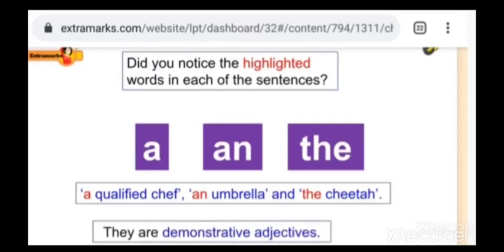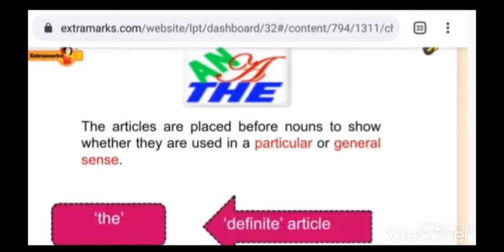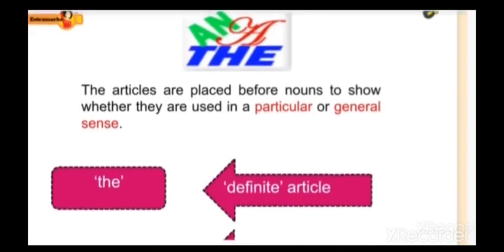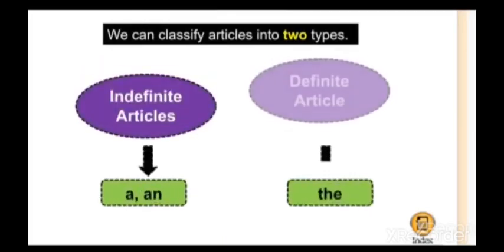They are demonstrative adjectives. However, the adjectives a and the are commonly called articles. The articles are placed before nouns to show whether they are used in a particular or general sense. There are two types of articles. The is called definite article, whereas a and an are called indefinite articles. We can classify articles into two types. Indefinite articles, a or an. Definite article, the.